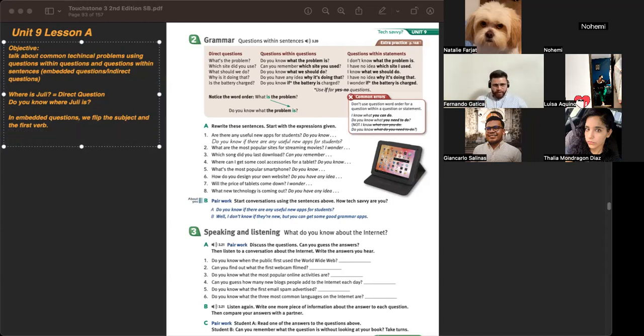Let me give you another example. If I say, where was the party? ¿Dónde estaba la fiesta? ¿Dónde era la fiesta? Salma, how can I make that indirect? Do you know where? Mm-hmm.